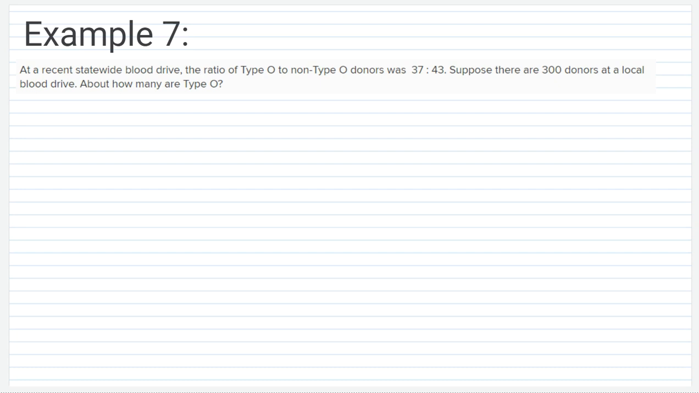So when I look at this initial ratio, they're telling me the type O to non-type O, but they're not telling me the total number of people directly. But if there are 37 type O donors, and then there are 43 of the non-type O donors, we can actually add those together to find out that we have a total of 80 donors in that situation. So we're going to need that information in our ratio because they don't tell us out of the 300 which are the non-type O, right? They just give us a grand total. So we need a grand total based off of that given ratio.